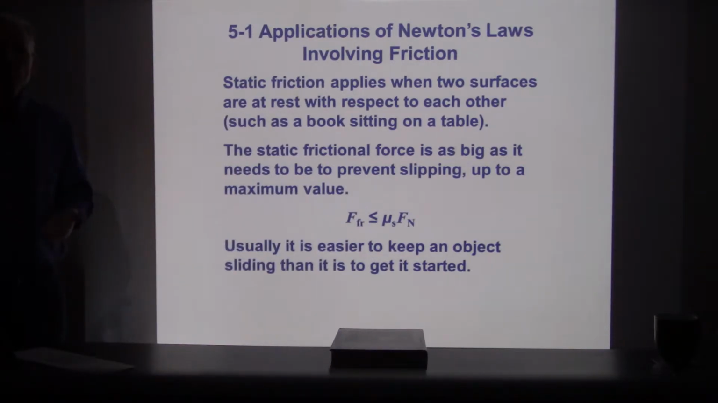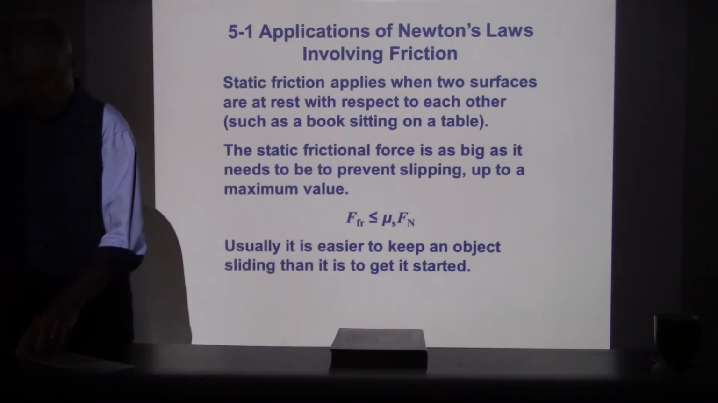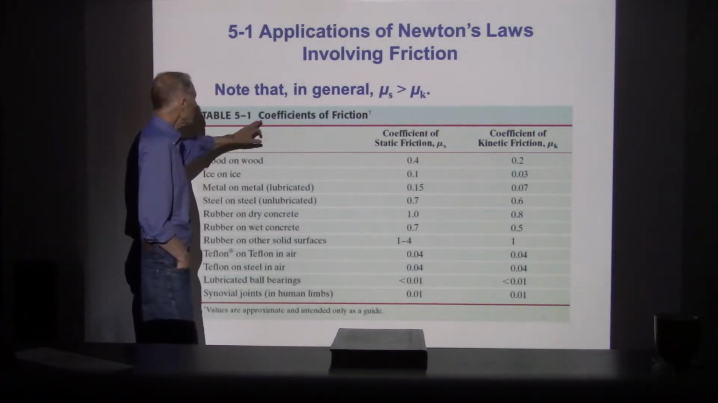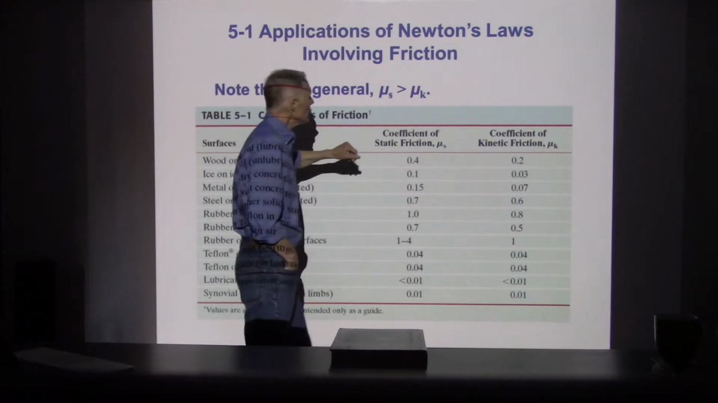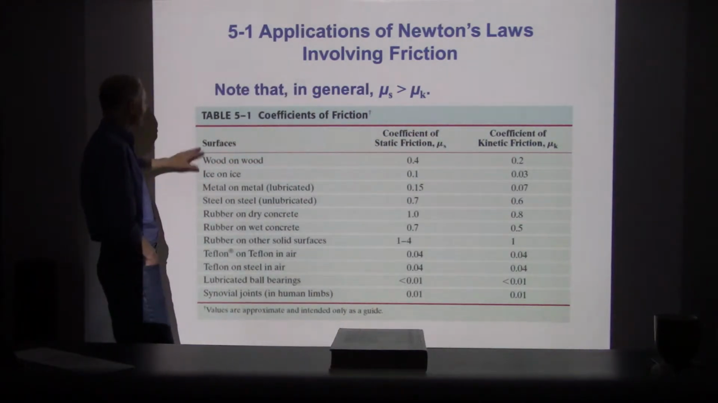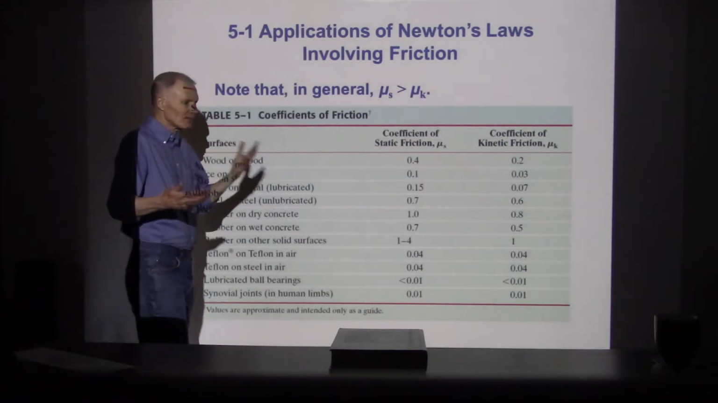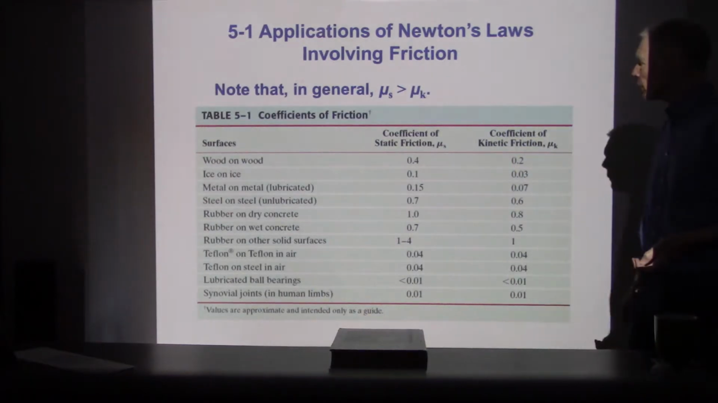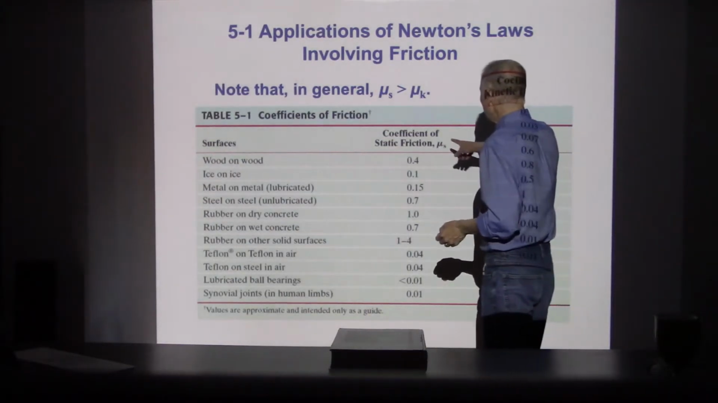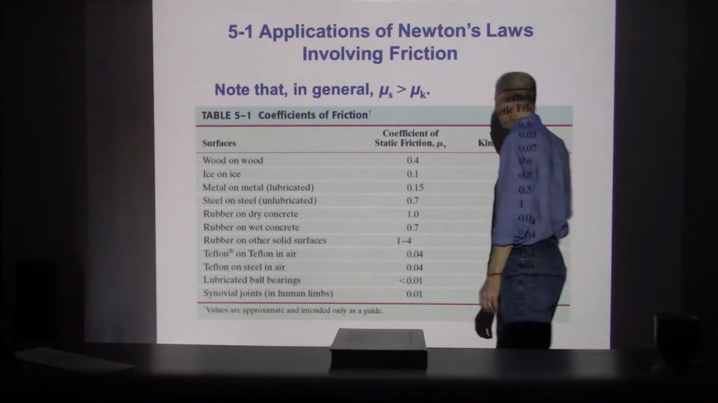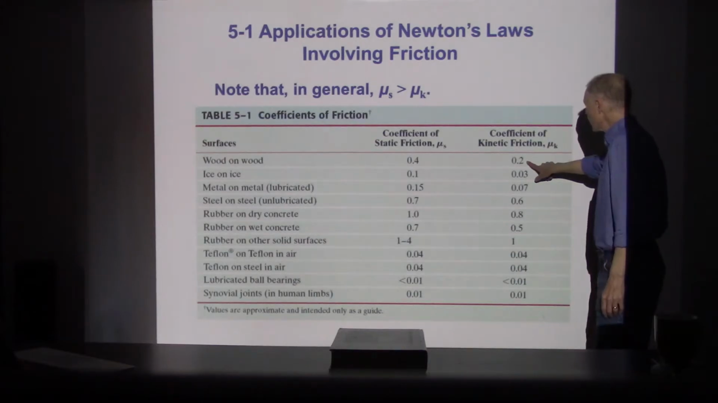Now, typically, what this is saying is that usually it's easier to keep an object sliding than to get it to begin to slide. The maximum static frictional force tends to be larger. So when we look at this table of coefficients of static friction and coefficients of kinetic friction, here's a couple of wood surfaces. Now, how many different types of wood surfaces are there? There's like a million different variations on this. They're claiming that the static frictional coefficients are maybe somewhere around 0.4, and the kinetics are somewhere around 0.2.